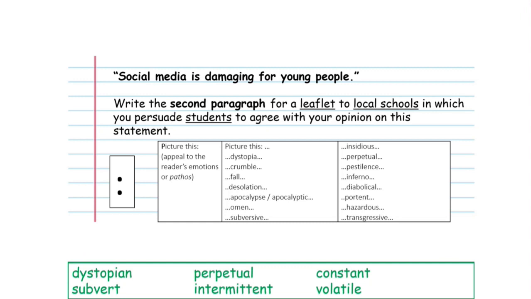So we're going to write our second paragraph now. As you can see, you got the picture this colon sentence starter, and then you've got lots of key words to pad out your dystopian paragraph, your picture this paragraph. So pause the video there and write up your picture this paragraph using your mind map and the sentence starters.